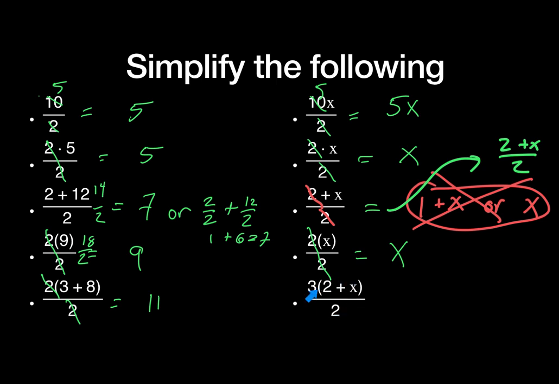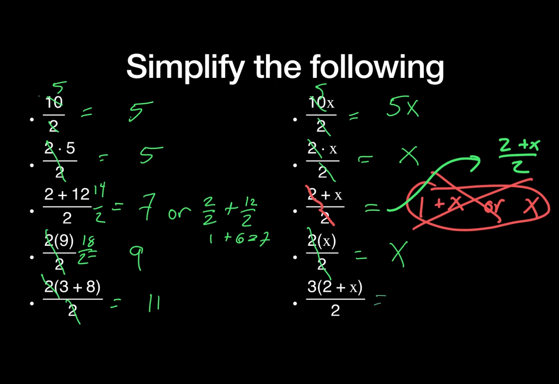And then lastly, here. Can this 2 reduce with that 2? Everybody shake your head and say no. No, it cannot. That 2 is trapped inside the parentheses. And the reason why this 2 cannot reduce with this 2 is because this x does not have a number in front of it divisible by 2.